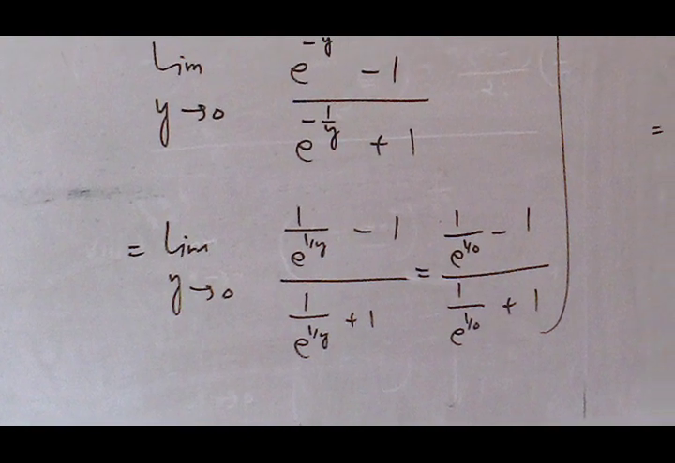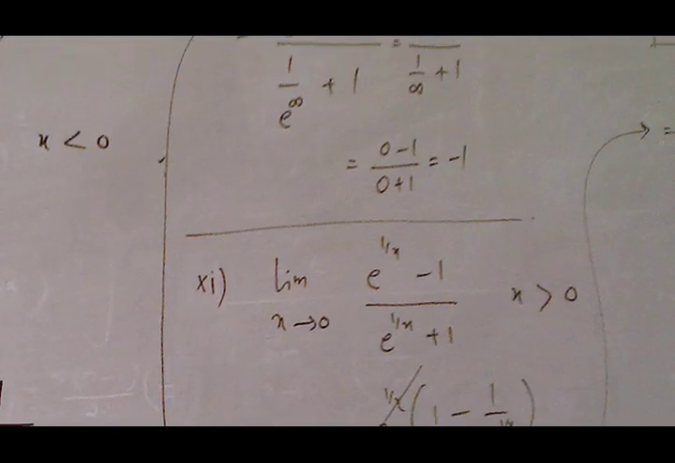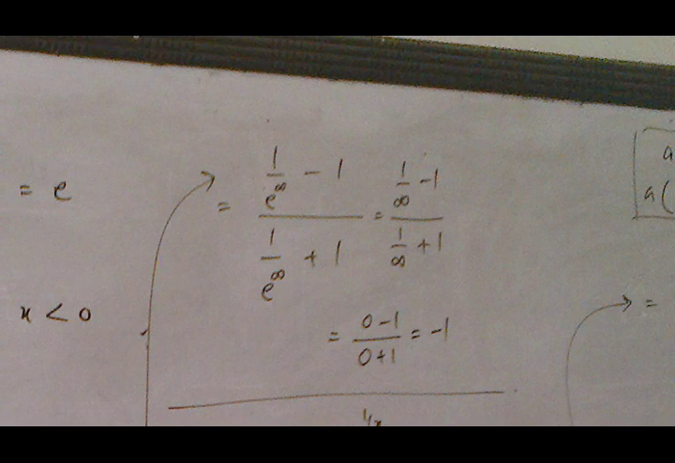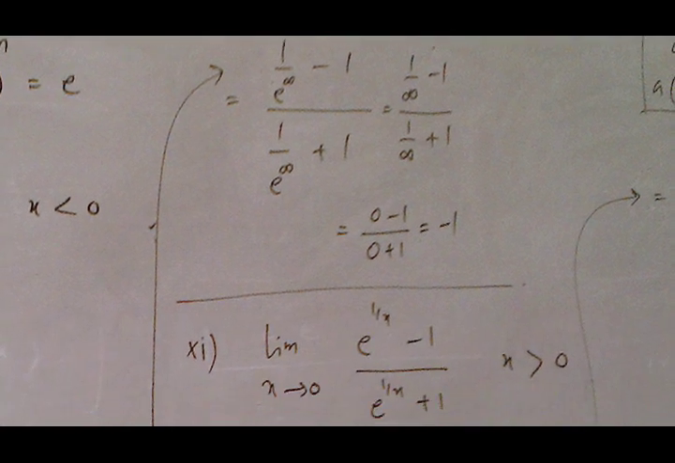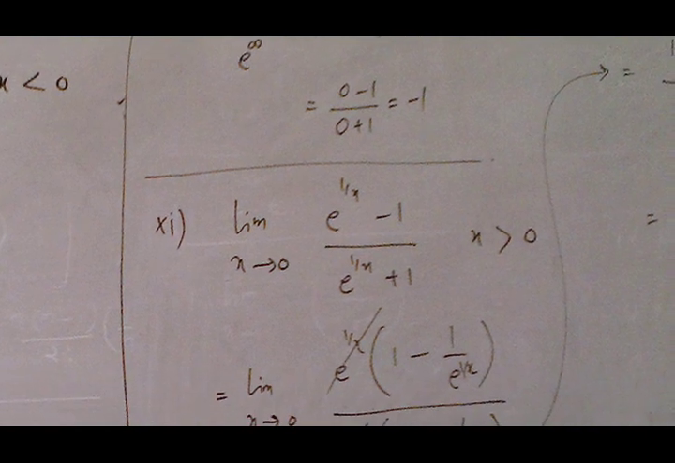Then we apply the limit, and 1/0 is infinity. Therefore any number with power infinity is also equal to infinity, and 1/infinity is equal to 0. So we have the answer is -1.